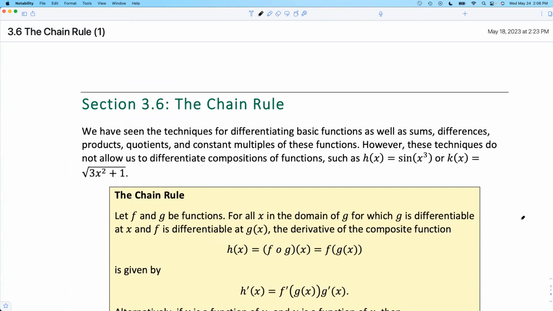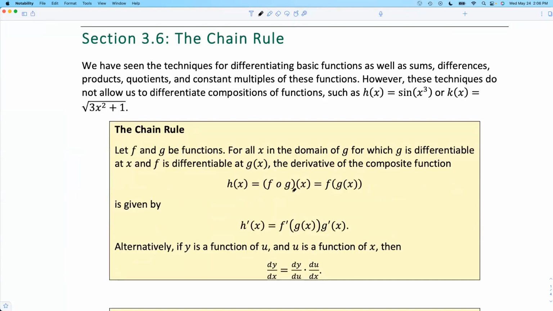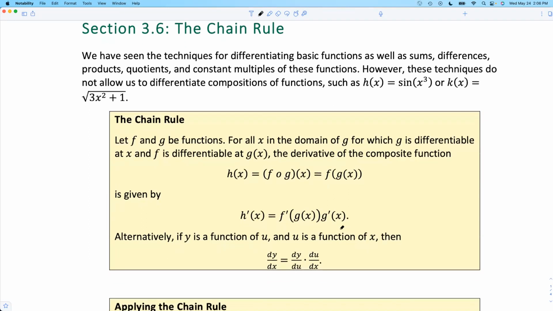The chain rule says if you've got yourself a composition of functions, a function inside another function, then the derivative of that composition is the derivative of the outside evaluated at the inside, leaving the inside alone, times the derivative of the inside. Or if we write that in Leibniz notation, dy dx could be rewritten as dy du times du dx.